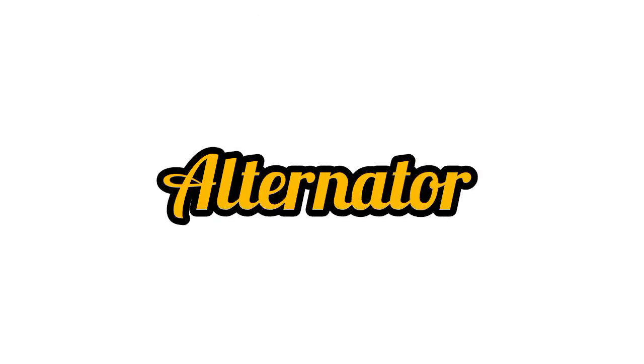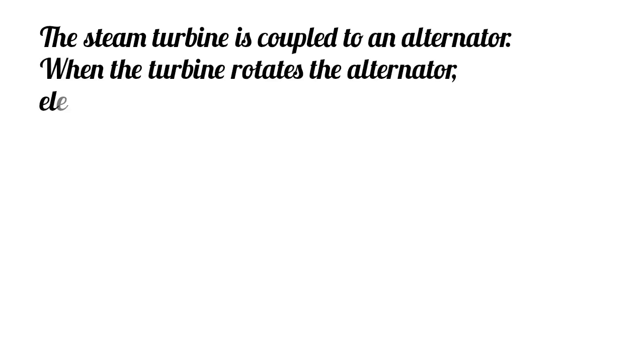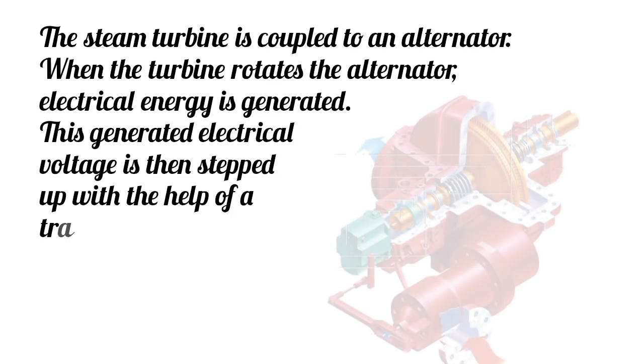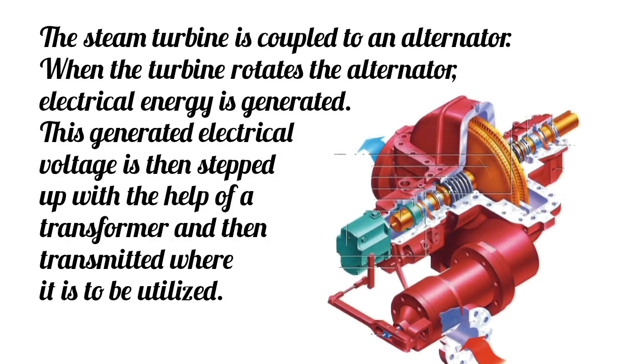Alternator. The steam turbine is coupled to an alternator. When the turbine rotates the alternator, electrical energy is generated. This generated electrical voltage is then stepped up with the help of a transformer and then transmitted to where it is to be utilized.